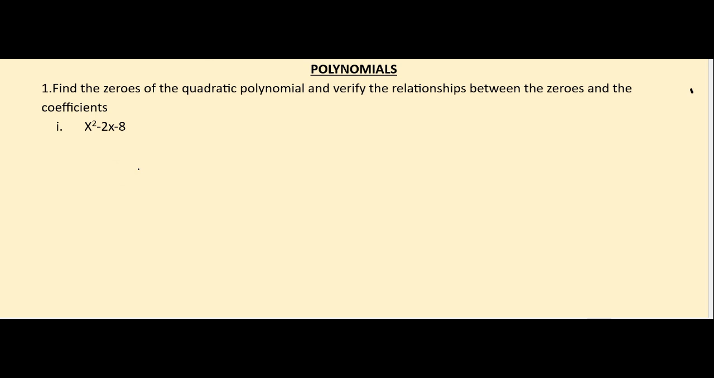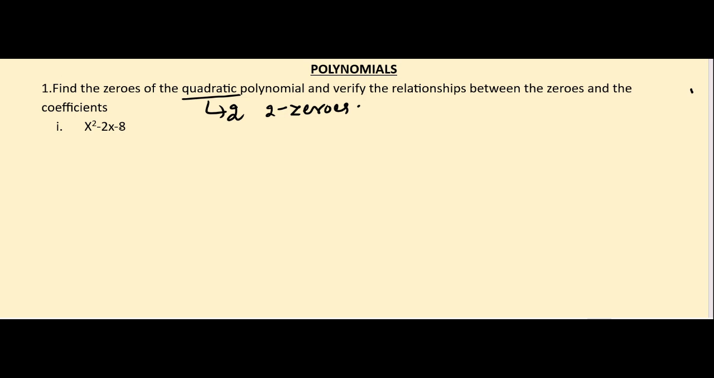In today's class, we are discussing the questions related to Chapter 2, that is polynomials. First question: find the zeros of the quadratic polynomial and verify the relationships between the zeros and the coefficients of the given polynomial. The quadratic polynomial is nothing but a polynomial whose highest power is 2, and it has at most 2 zeros. Let us start. First question.